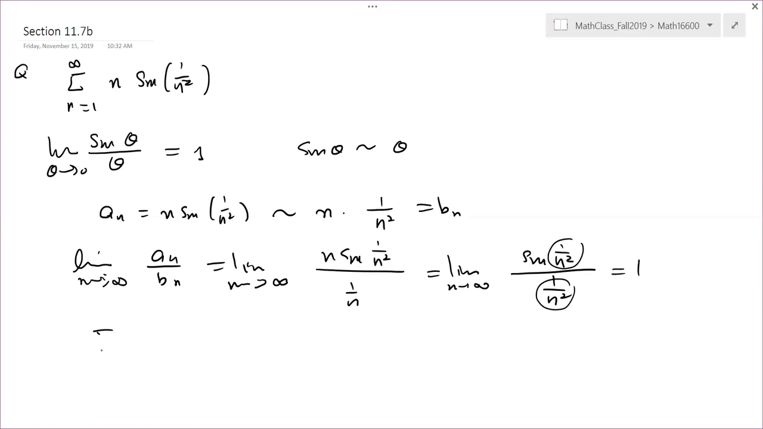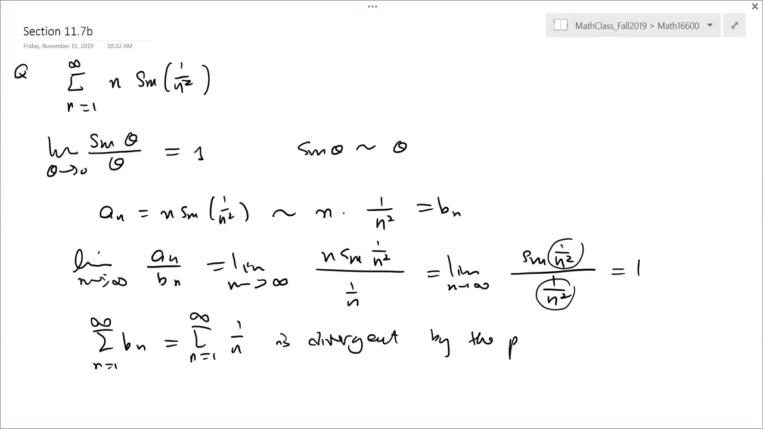So the new series is going to be the harmonic series. This is divergent. You have to say that completely, otherwise you lose the point. Why is it divergent? You have to mention it. You can say the harmonic series is already proved divergent, or by the P series test in general.